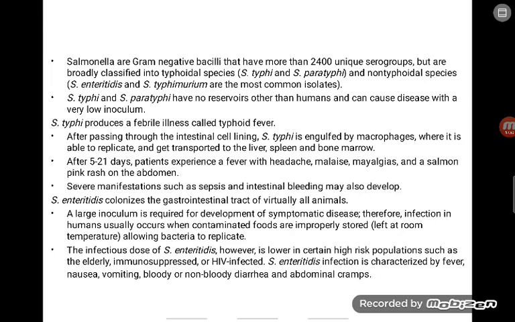Salmonella enteritidis bacteria colonize the gastrointestinal tract of virtually all animals. Infection with Salmonella enteritidis requires a large inoculum for development of symptomatic disease. Therefore, infection in humans usually occurs when contaminated foods are improperly stored or left at room temperature, allowing the bacteria to replicate. The infectious dose, however, is lower in certain high-risk populations, such as the elderly, immunosuppressed, or HIV infected. This infection is characterized by fever, nausea, vomiting, bloody or non-bloody diarrhea, and abdominal pain.